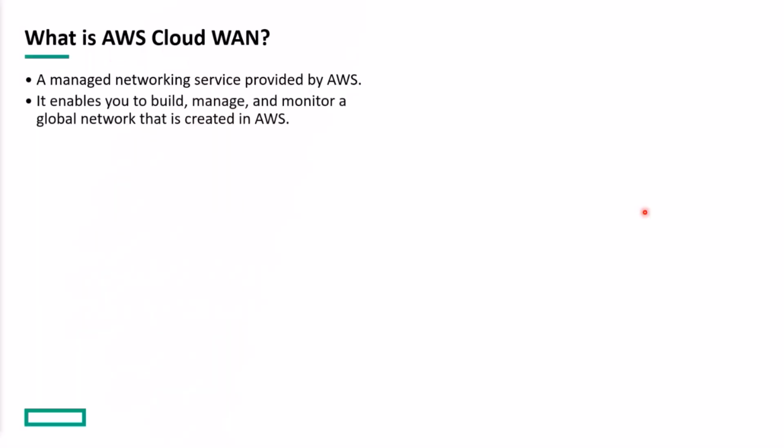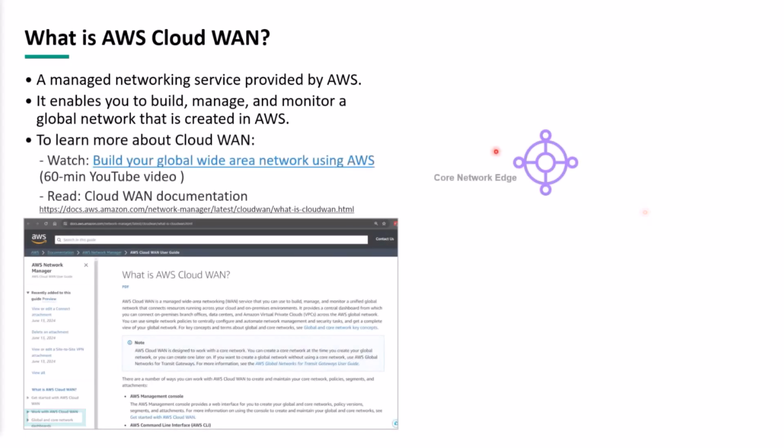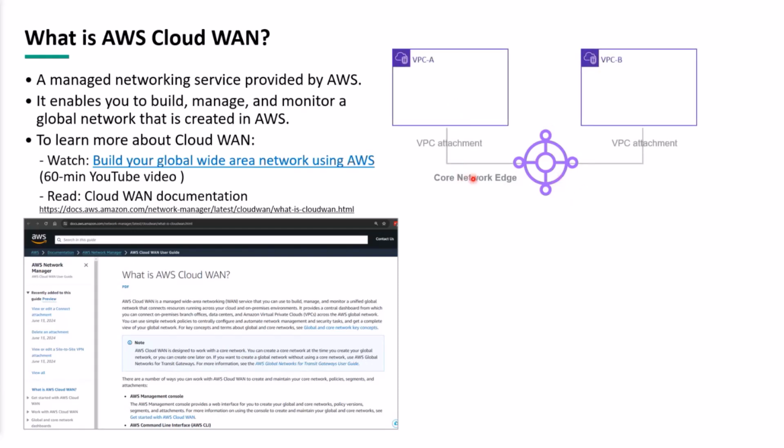Cloud WAN is a new service that AWS introduced in 2022. It allows you to create an AWS managed network to simplify networking in AWS. Cloud WAN has a component called Core Network Edge, and this Core Network Edge is very similar to Transit Gateway. You can attach your VPCs to the Core Network Edge using VPC attachments. It supports terminating IPsec tunnels and Connect and GRE tunnels.